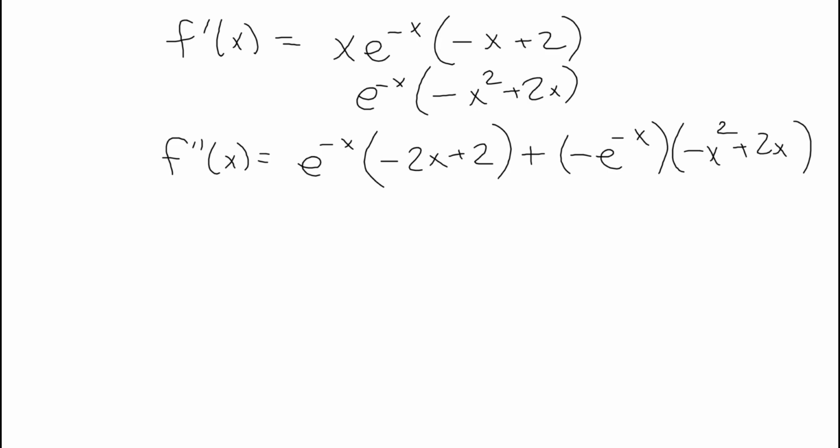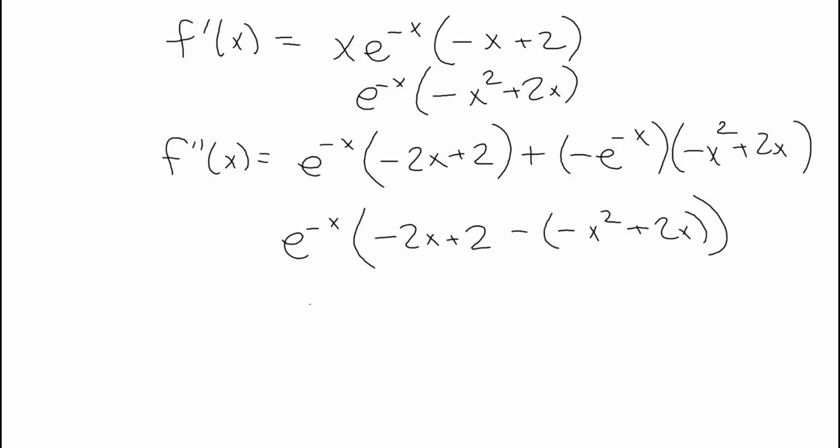Right. We can again factor out the e to the negative x from this. So if I take out an e to the negative x, I'm left with negative 2x plus 2 minus a negative x squared plus 2x, which is going to give me e to the negative x times positive x squared, and then let's see, we got a minus 2x, another minus 2x is minus 4x plus 2. And so we will then see when that's equal to 0 and see when it's undefined.